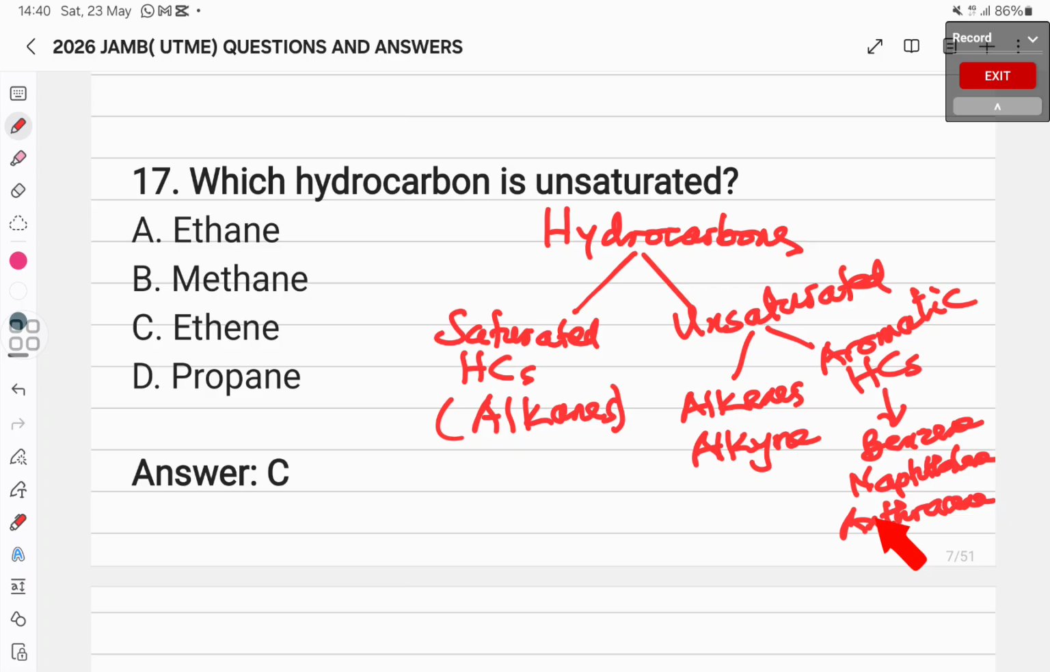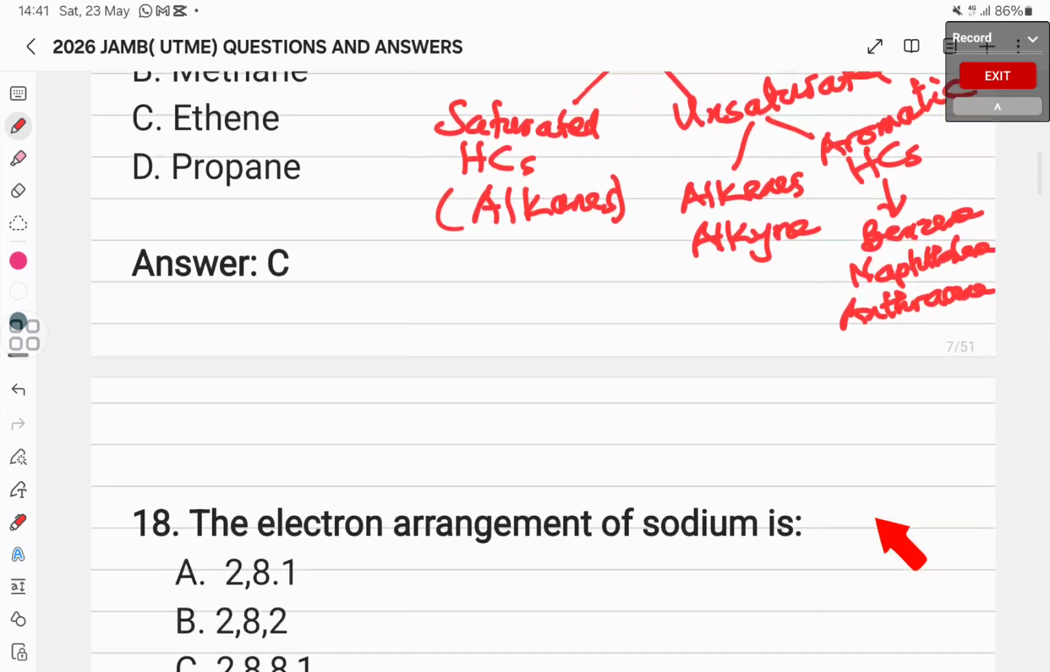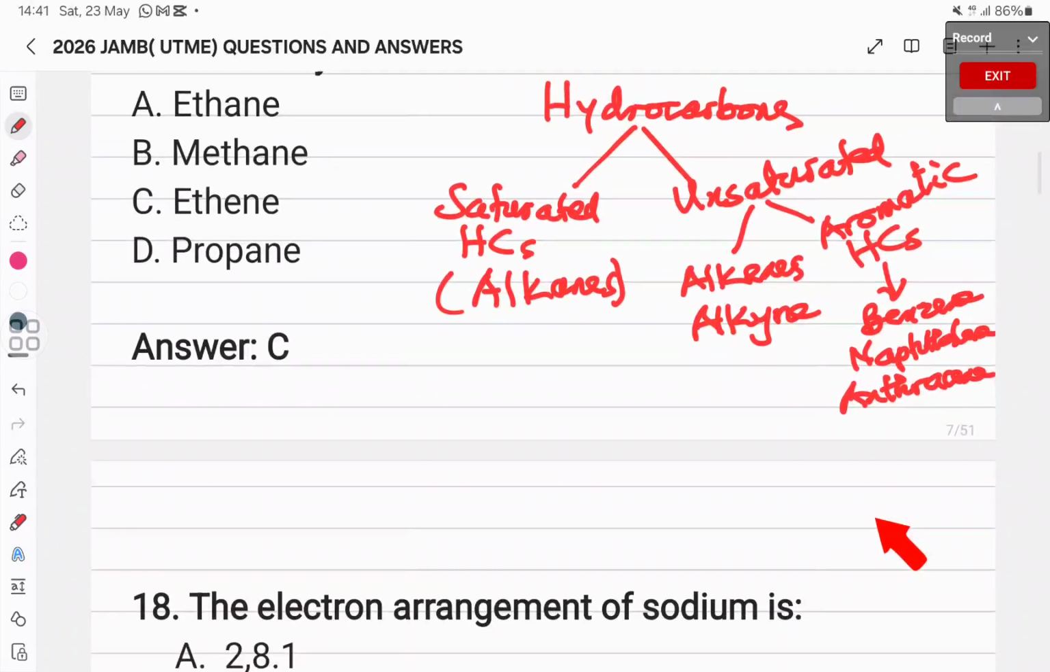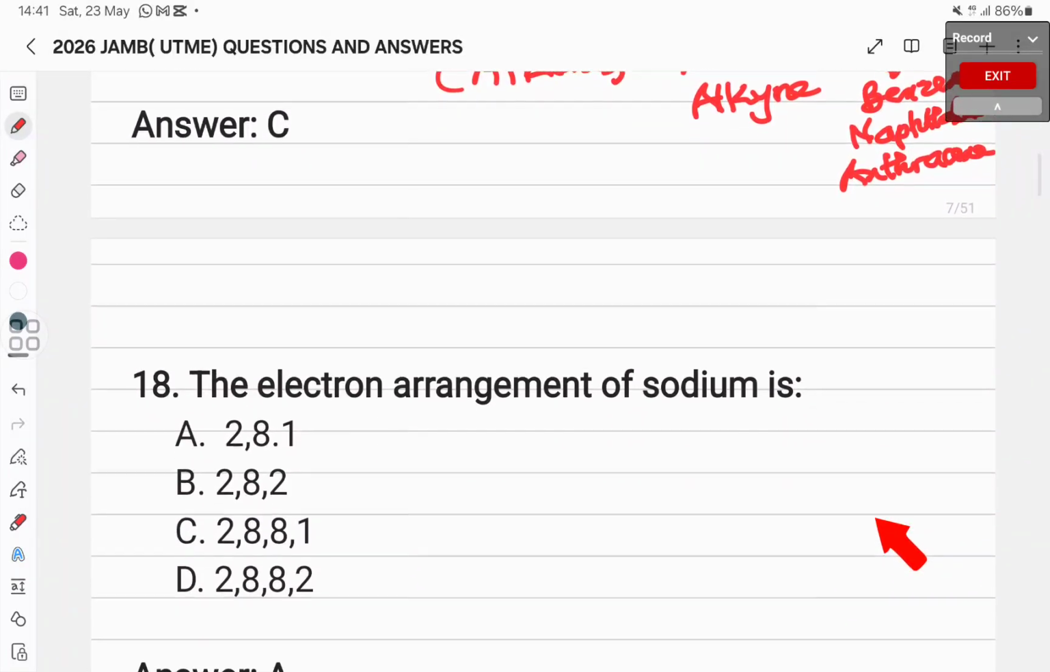So when you see double bonds or triple bonds between carbon atoms in a carbon chain in a molecule of a compound, you know that that compound is unsaturated, either hydrocarbon or non-hydrocarbon. Once you see a double bond or triple bond between two carbon atoms in the carbon chain, it signifies that it is unsaturated. So ethene is the correct answer, option C. The rest are alkanes.